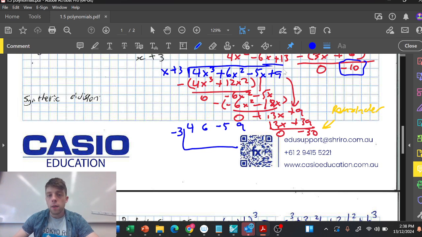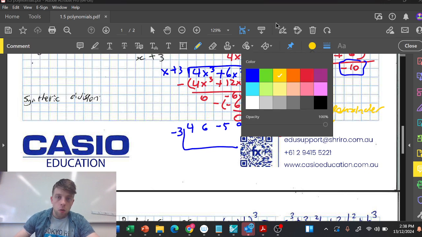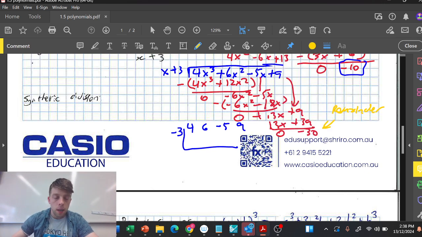By the way, if, for example, we didn't have an x term here, it was just 4x cubed plus 6x squared plus 9, then we would have to leave 0 in this place here. So this would be 0 if there was no minus 5 here. So we need to include all of the terms counting down. The method essentially works where we just take this number here, we drop it straight down. So we drop down the 4.